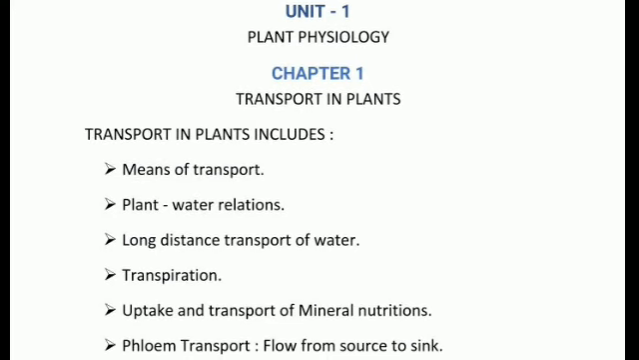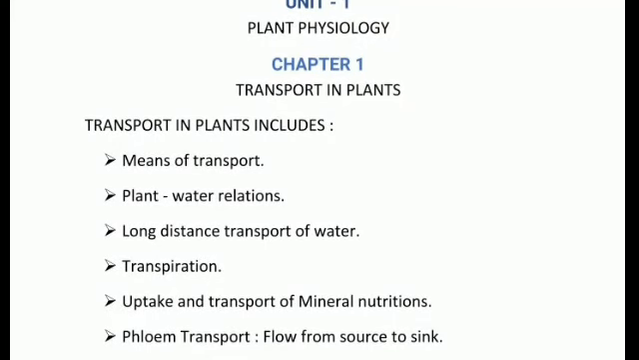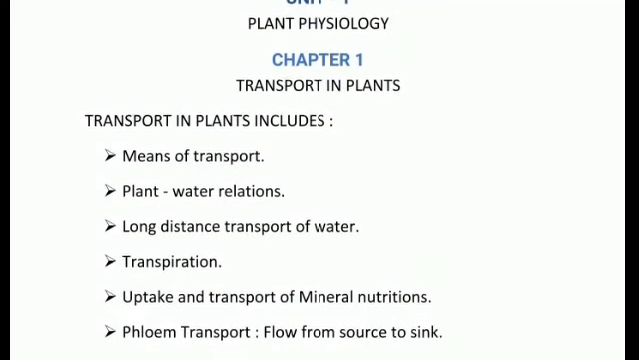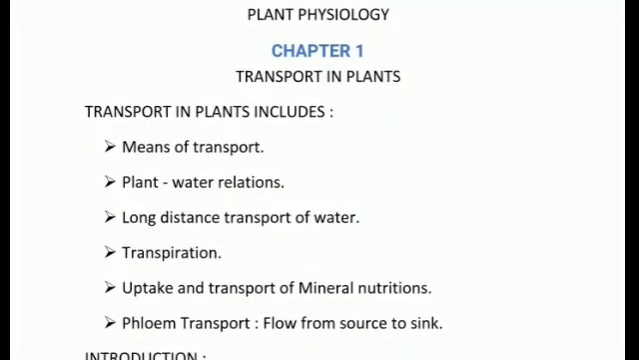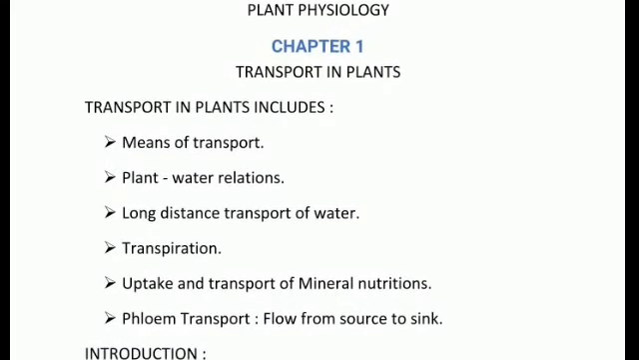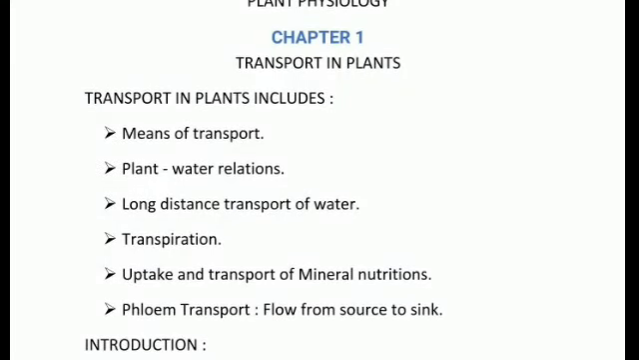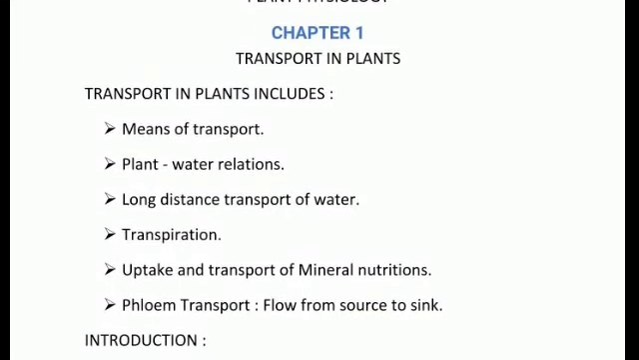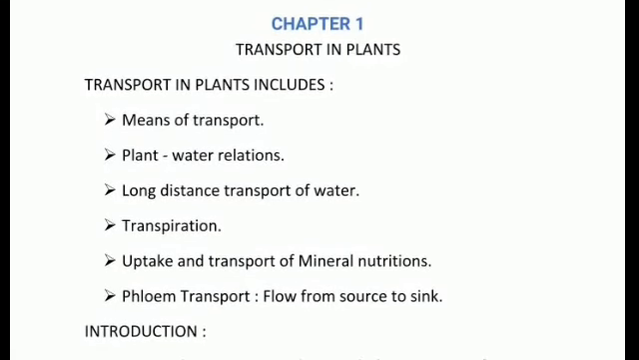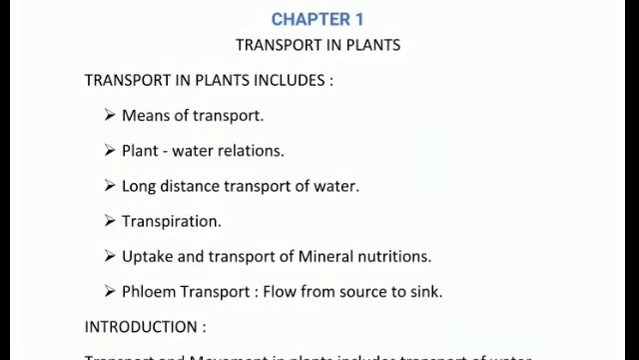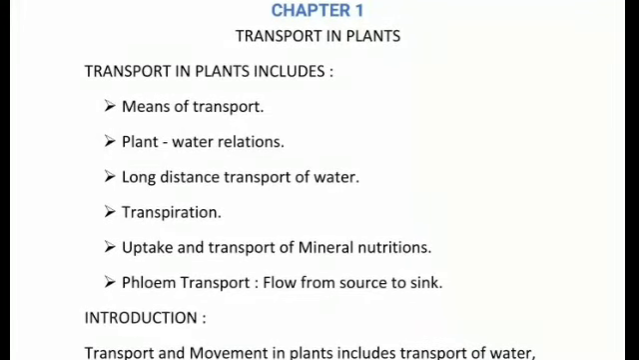Good morning, students. So today I am going to explain about transport in plants. When we are talking about transport in plants, we have to know about means of transport, plant water relations, long distance transport of water, transpiration, uptake and transport of mineral nutrients, phloem transport, that is flow from source to sink.